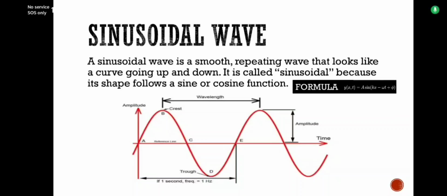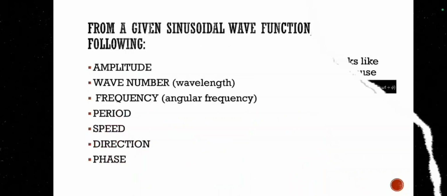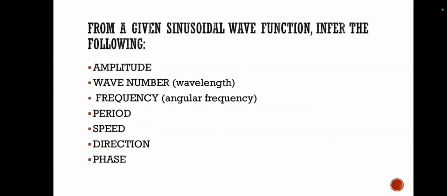For example, it is like the motion of a swing or the ripples in water, moving up and down smoothly and repeatedly. So that is the meaning of a sinusoidal wave. And also, remember its formula, because I will tackle that further through our discussion today. So now, let's infer the following.